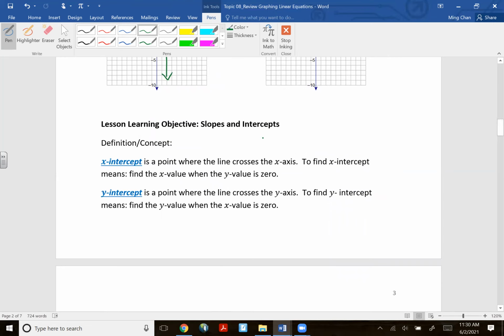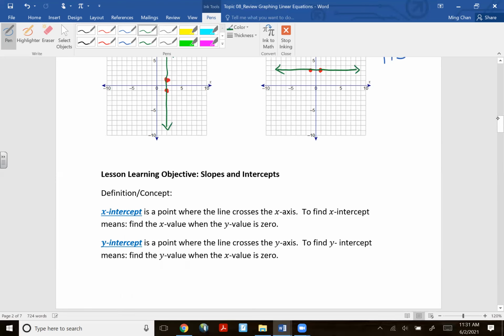All right, let's take a look at slopes and intercepts. Okay, what is a so-called x-intercept? Whenever we have a graph, whenever we have a linear equation, when the line crosses over the x-axis, that point is called the x-intercept. All right. So in order to find this x-intercept, it means we will find the x value when the y value is 0. As a matter of fact, if you're starting from the origin, simply go to the right or left.